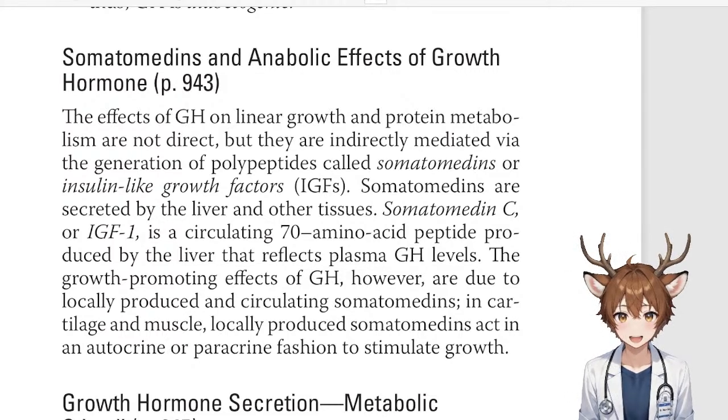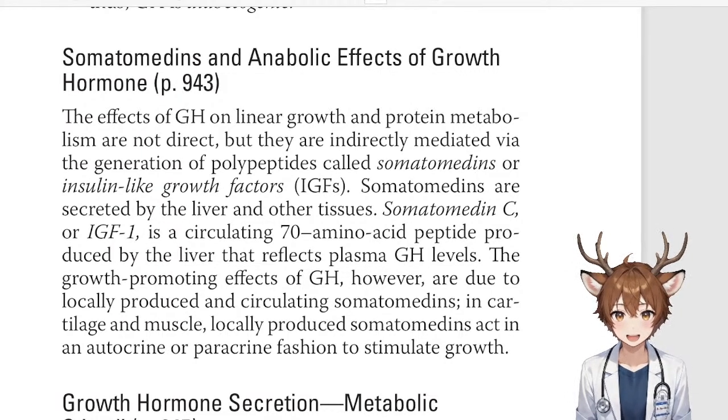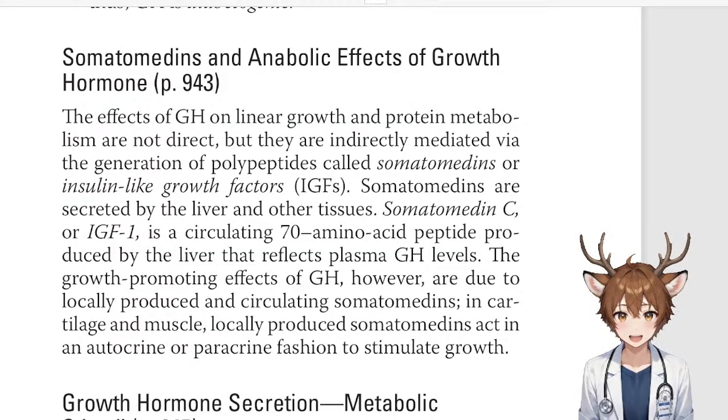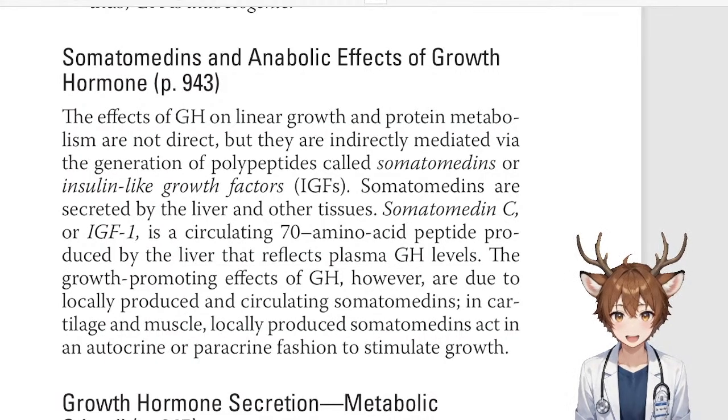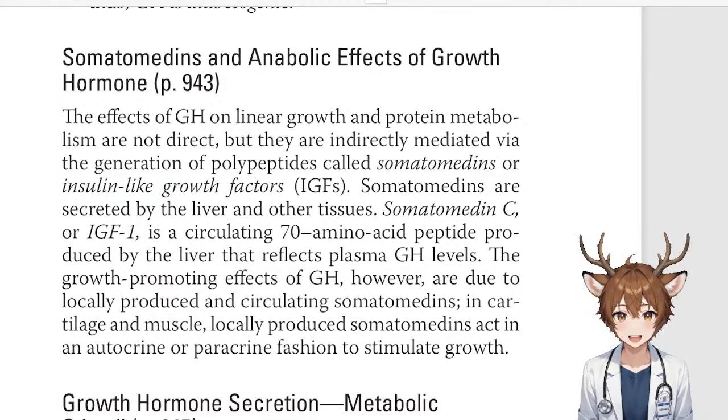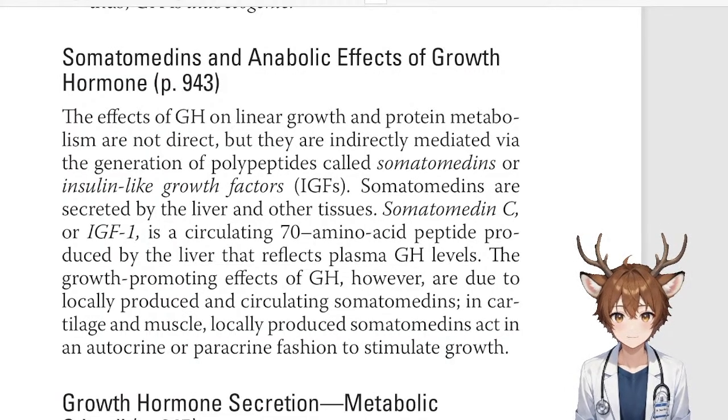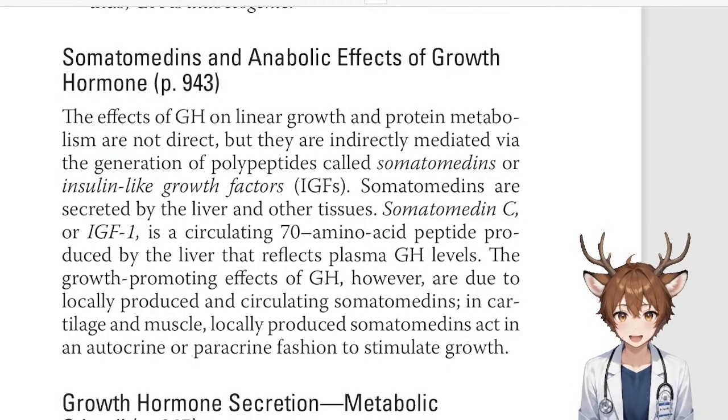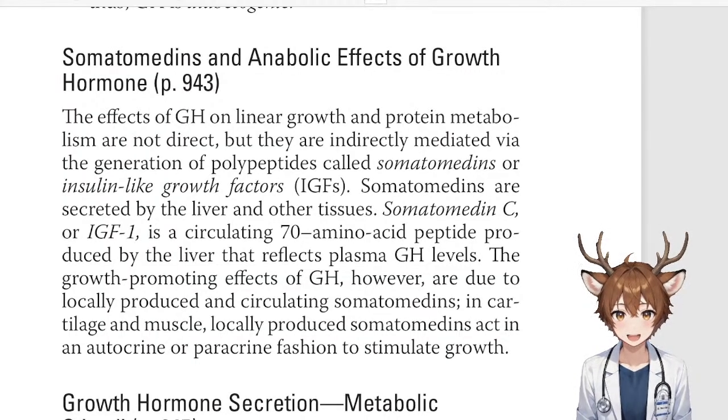Somatomedin C, or IGF-1, is a circulating 70 amino acid peptide produced by the liver that reflects plasma GH levels. The growth-promoting effects of growth hormone, however, are due to locally produced and circulating somatomedins in cartilage and muscle. Locally produced somatomedins act in an autocrine or paracrine fashion to stimulate growth.